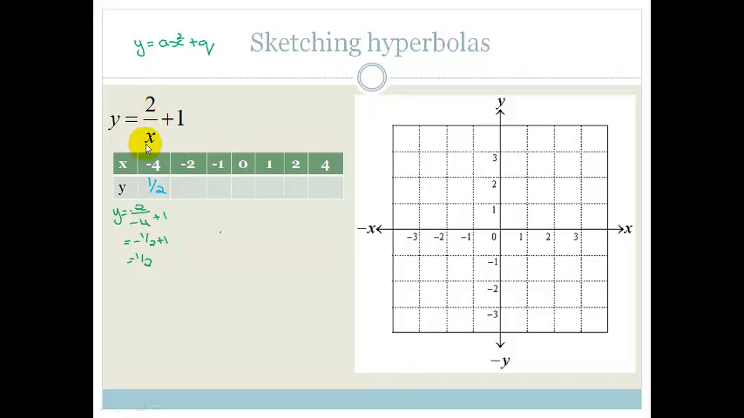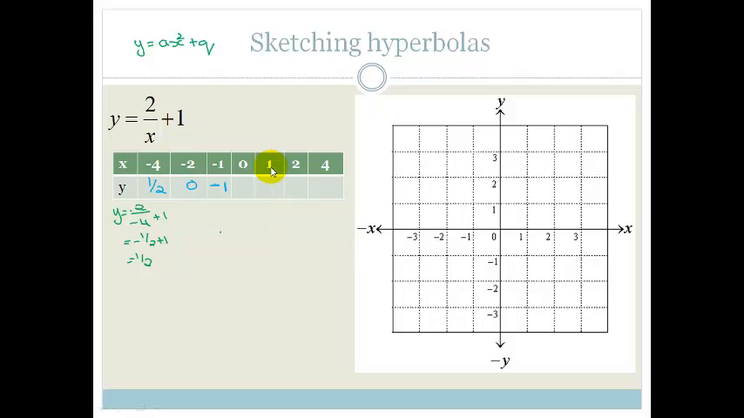2 divided by minus 2 is minus 1. Minus 1 plus 1 is 0. 2 divided by minus 1 is minus 2. Minus 2 plus 1 is minus 1. I want to leave this out for a minute. I want you to see what happens and then we can talk about it.